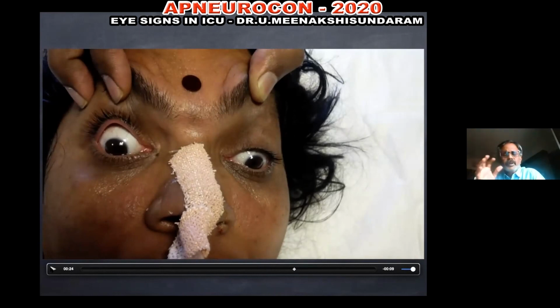But it's always good, when you're examining the patient, to look at them for at least 2 minutes. Observe the eyes as to whether they move, wait for the eyes to move, and also do the oculocephalic reflex, which can bring out movements that may not be immediately visible to the eyes.